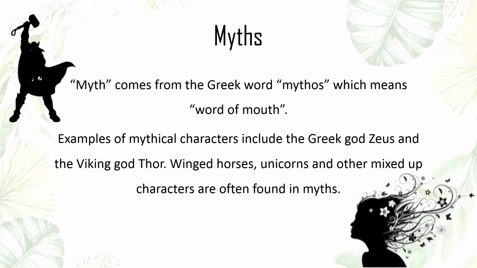So myth comes from the Greek word mythos, which means word of mouth. And often, as I said at the beginning, folktales are passed down as oral stories. So examples of mythical creatures or characters include the Greek god Zeus and the Viking god Thor. And there you can already see that not all myths are Greek. Winged horses, unicorns, and other mixed up characters are often found in myths.